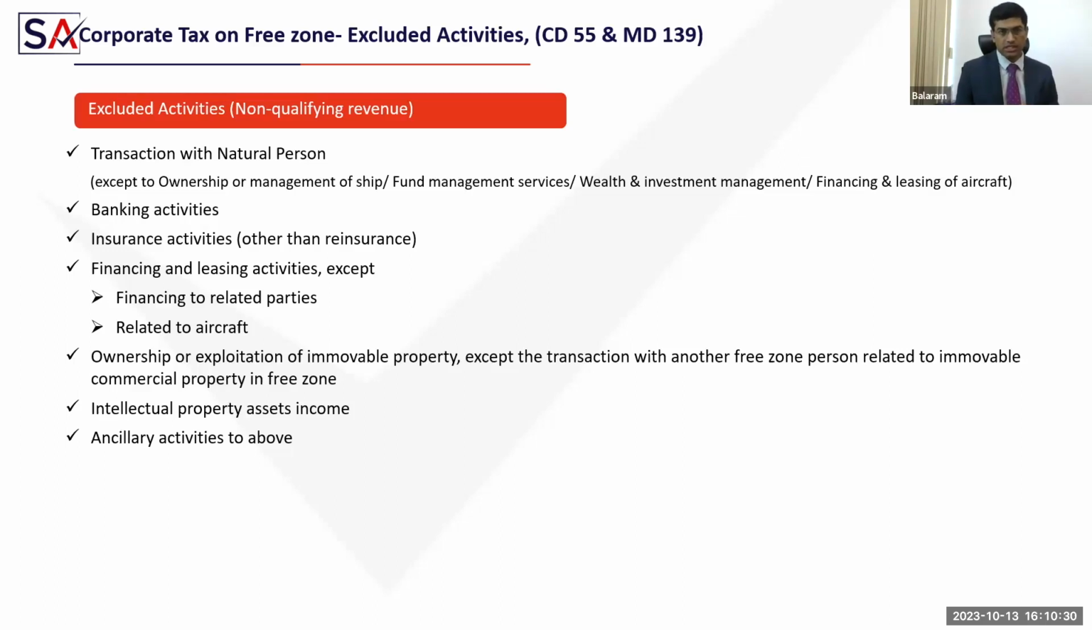Banking activities, insurance activities other than reinsurance, financing and leasing activities other than financing to related parties and financing of aircraft. So any other financing activity or leasing activity will be considered as an excluded activity. Ownership or exploitation of immovable property, except for transactions with another free zone person related to non-commercial property in a free zone. Intellectual property, asset income, and any other ancillary activity to the list mentioned above. Any activity that you perform out of this list will be considered as an excluded activity. Then your income will be subject to tax at normal rates.